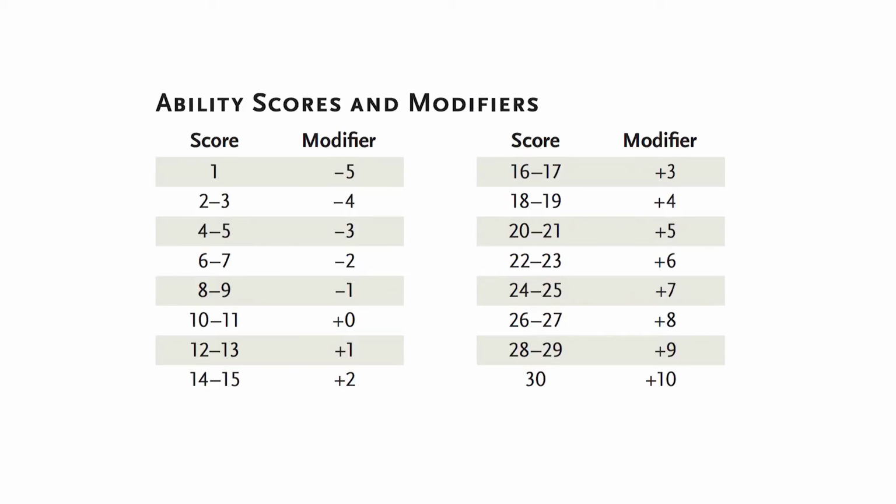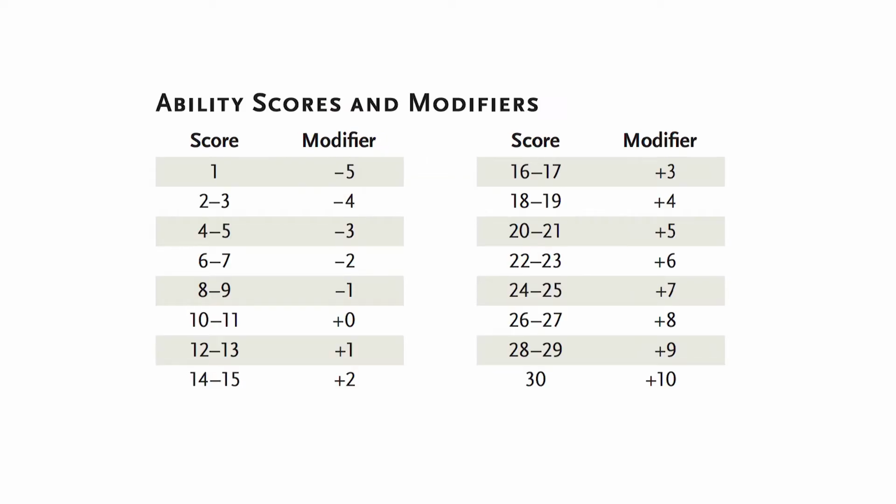As you go up, every even number you get to as you go up the list is going to give you another +1. So if you're at 10, you have 0. 11, you still stay at 0. When you get to the next even number, the 12, you get a +1. And then so on and so forth as you go up the table.